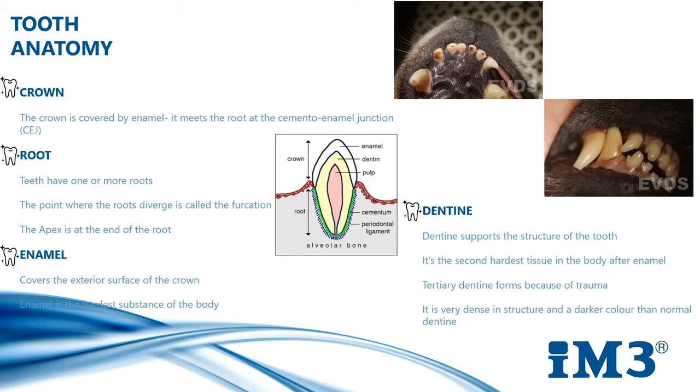It's very dense in structure and a darker colour than normal dentine. Dogs that tend to carry tennis balls or abrasive items usually wear down the crown and show tertiary dentine. This top image is from a rock chewer, which shows a brownish reparative dentine. In the bottom image, we can see a production of tertiary dentine caused by slight attrition on the mesial aspect of the mandibular canine.